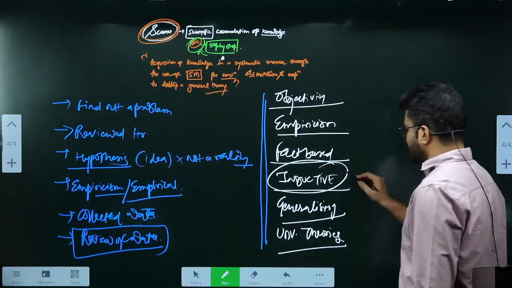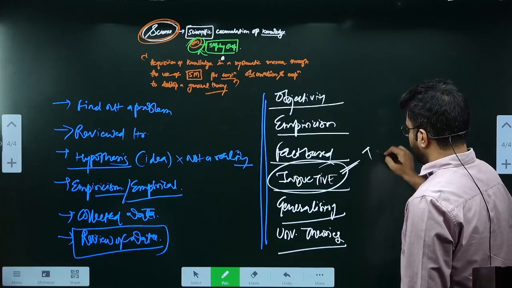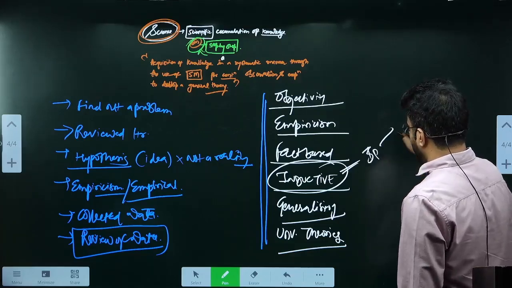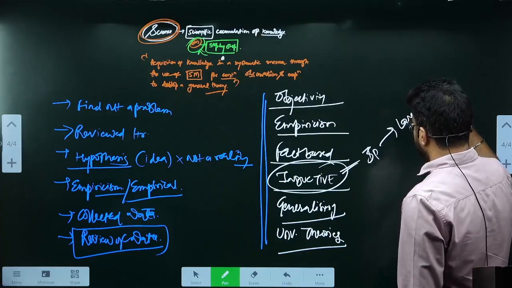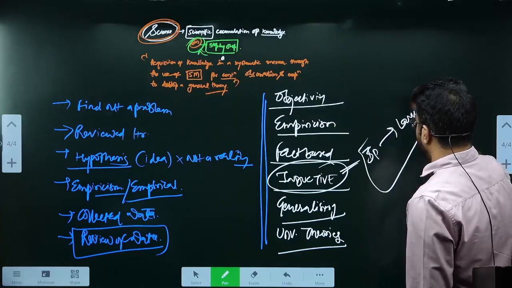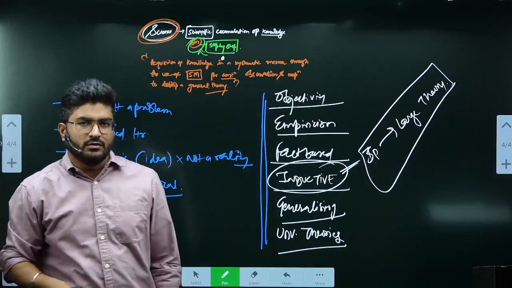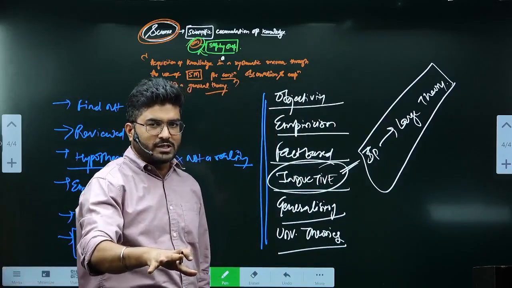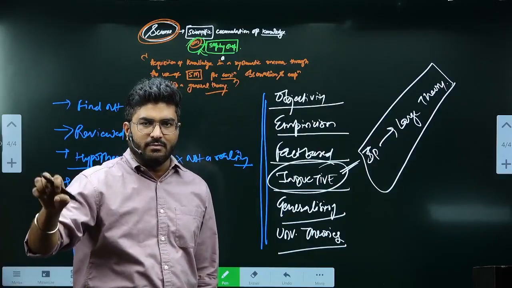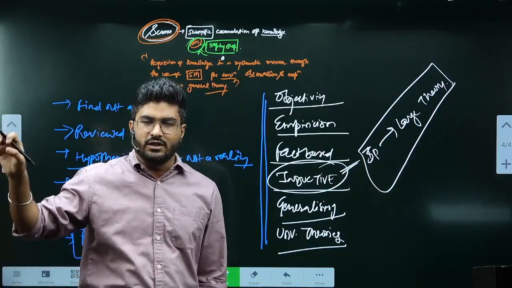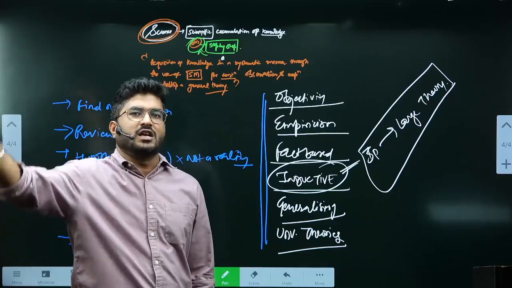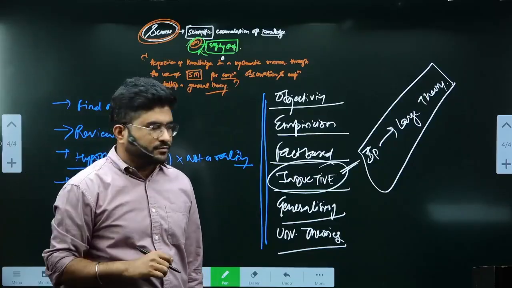Inductive approach means from small pointers we will be making a larger theory. From a small sample size we will pick some data and make some hypothesis. If that data fits into that hypothesis, we will say that this is generalized.